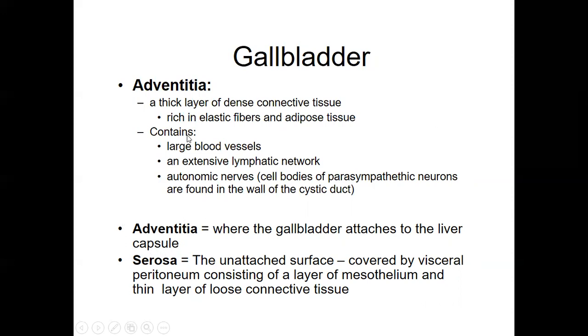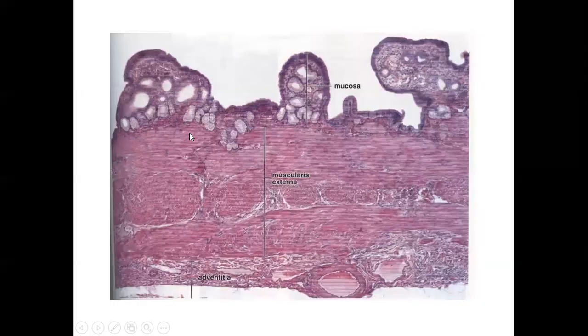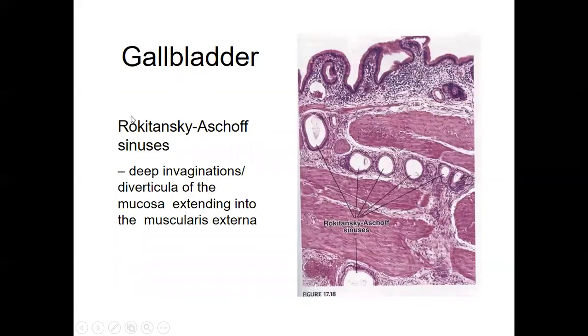A specific feature of the gallbladder is the presence of the Rokitansky Aschoff sinuses. You can see here, these are the Rokitansky Aschoff sinuses. What are they? They are deep invaginations or diverticula of the mucosa extending into the muscularis externa. So whenever you see the presence of the Rokitansky Aschoff sinuses, you know this histological section belongs to the gallbladder.